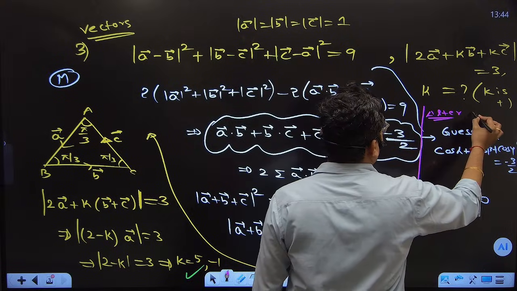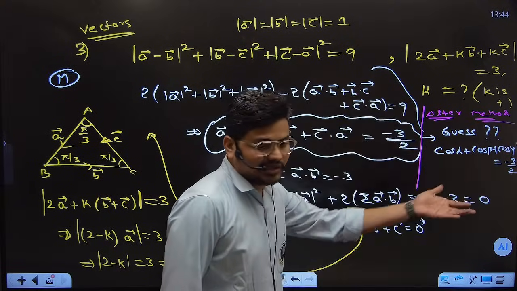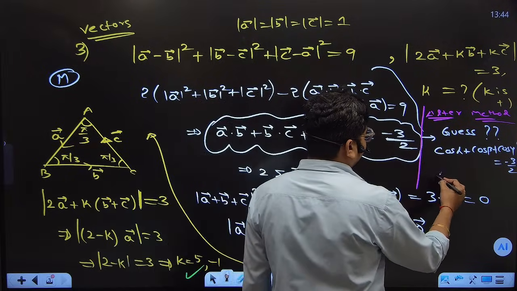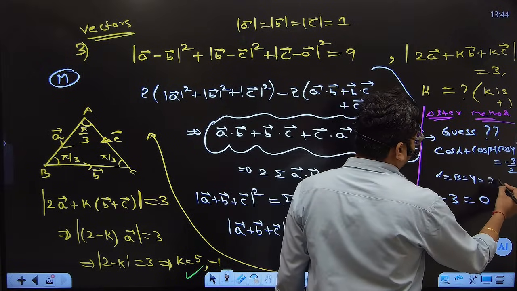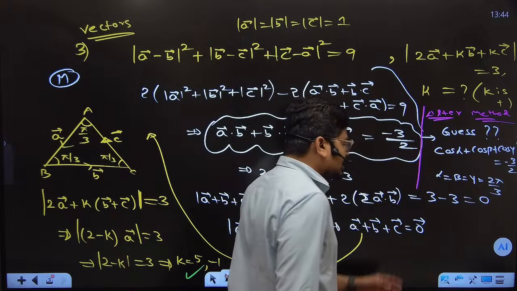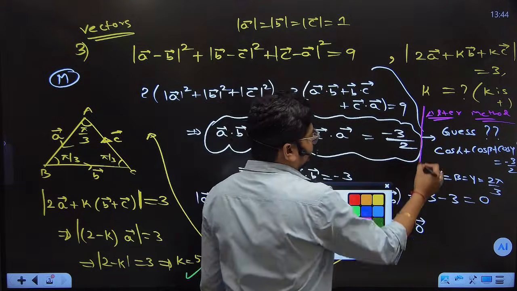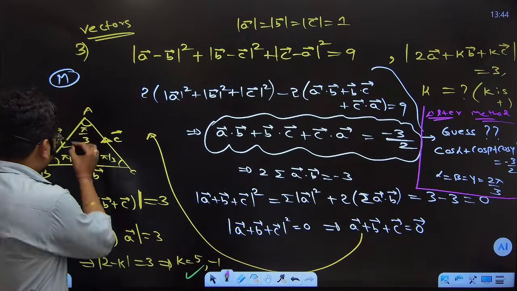This is another alternate method. Since I am getting it as minus 3 by 2, if you observe, if each of them becomes equal to minus half, then it is possible. If each of them has to become minus half, that means alpha is equal to beta is equal to gamma is equal to 120 degrees. So the angle between A vector and B vector has to be 120, the angle between B vector and C vector has to be 120, and the angle between A vector and C vector has to be 120 degrees.